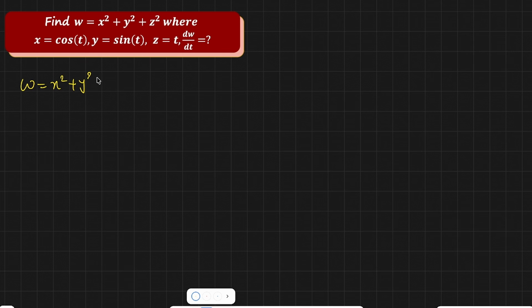Okay, w = x² + y² + z², where x = cos t, y = sin t, and z = t. What will be the formula of dw/dt?